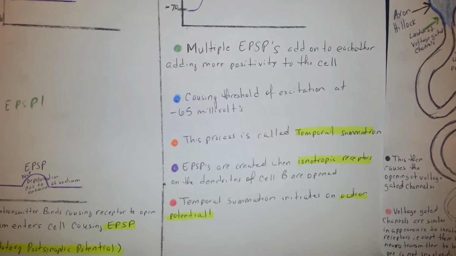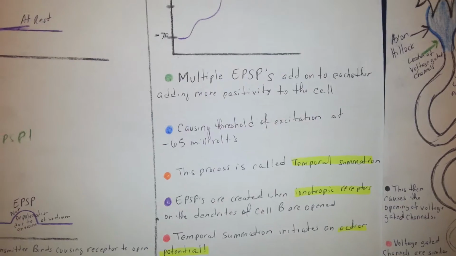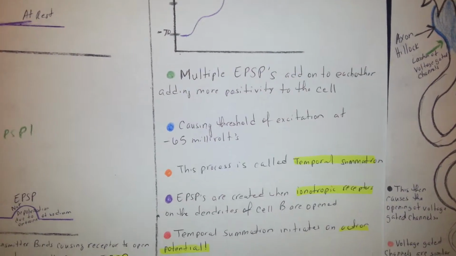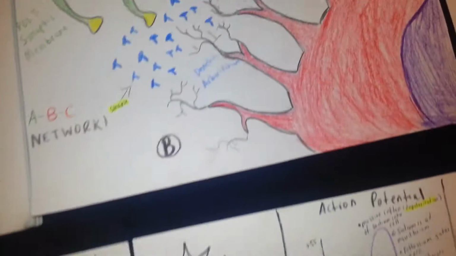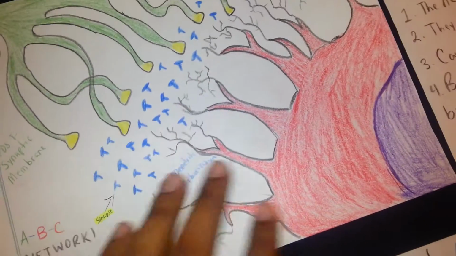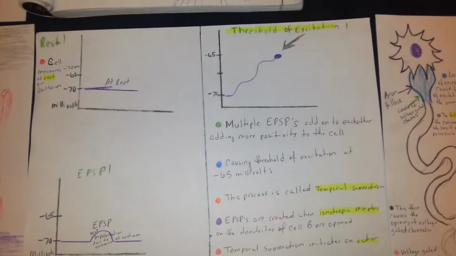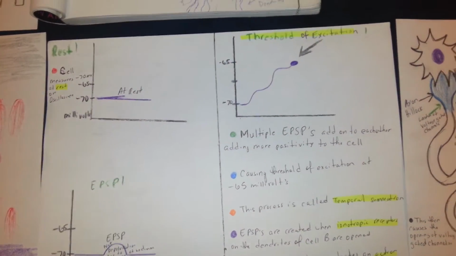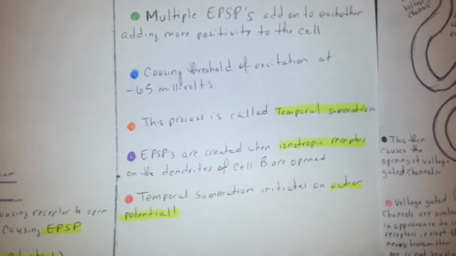EPSPs are created when ionotropic receptors on the dendrites of cell B are opened. So, pretty much dendrites of cell B are opened. These are the dendrites, the little branches here again. This whole thing right here is the dendritic arborization. You can actually see dendrites, which are blue right here too. They're the tree-looking things. So now that we've got this out of the way and you pretty much understand how it's starting to connect, we're going to move on to understanding the action potential, which was listed at the bottom of this page over here.